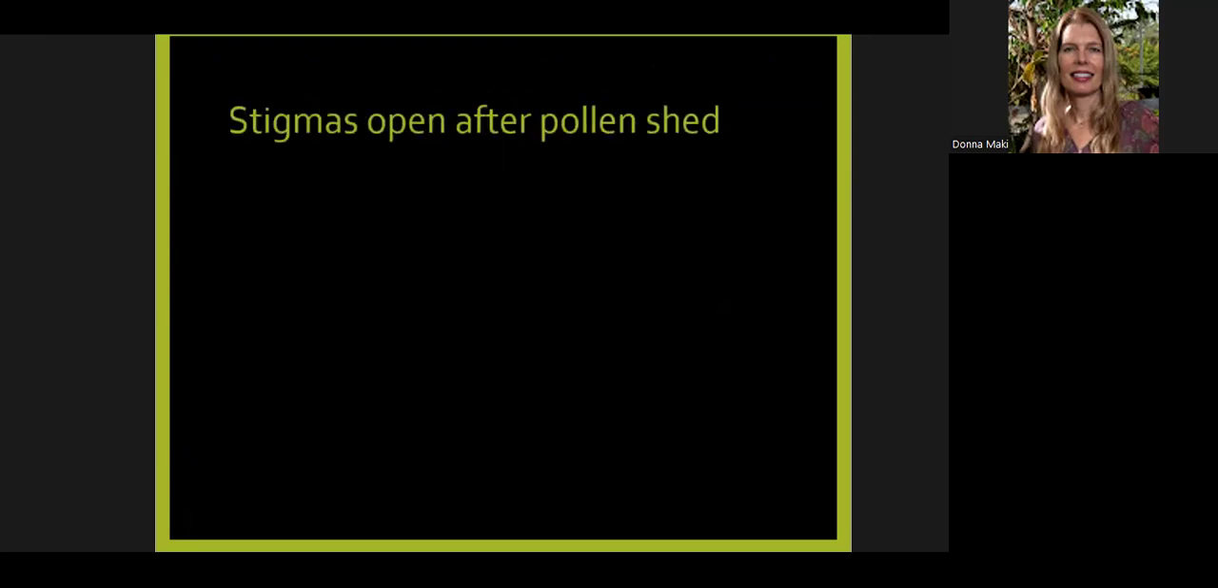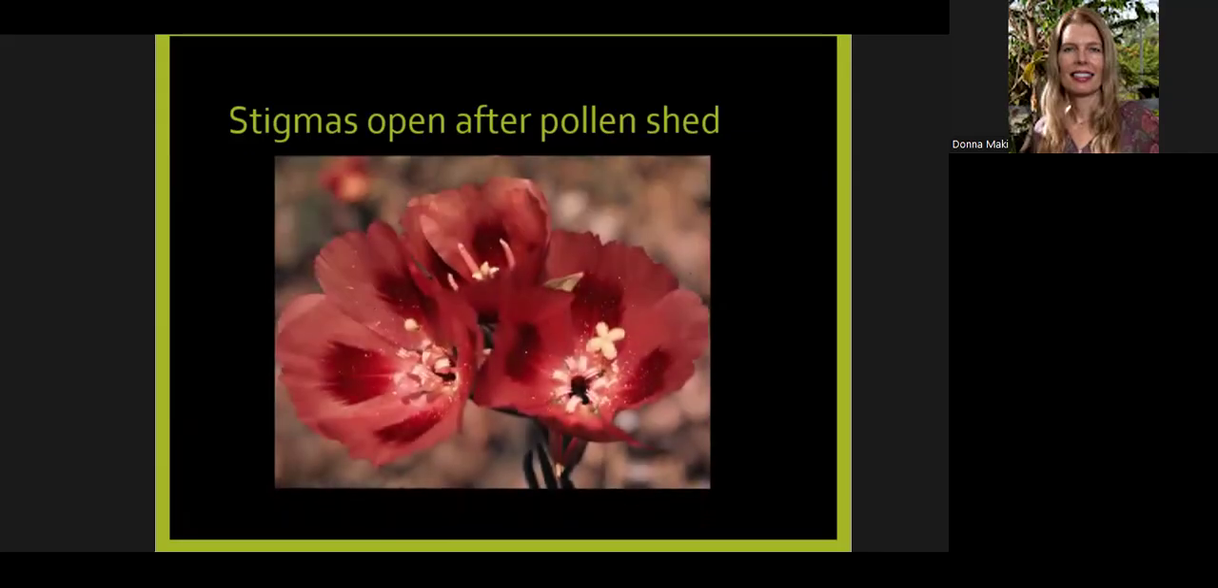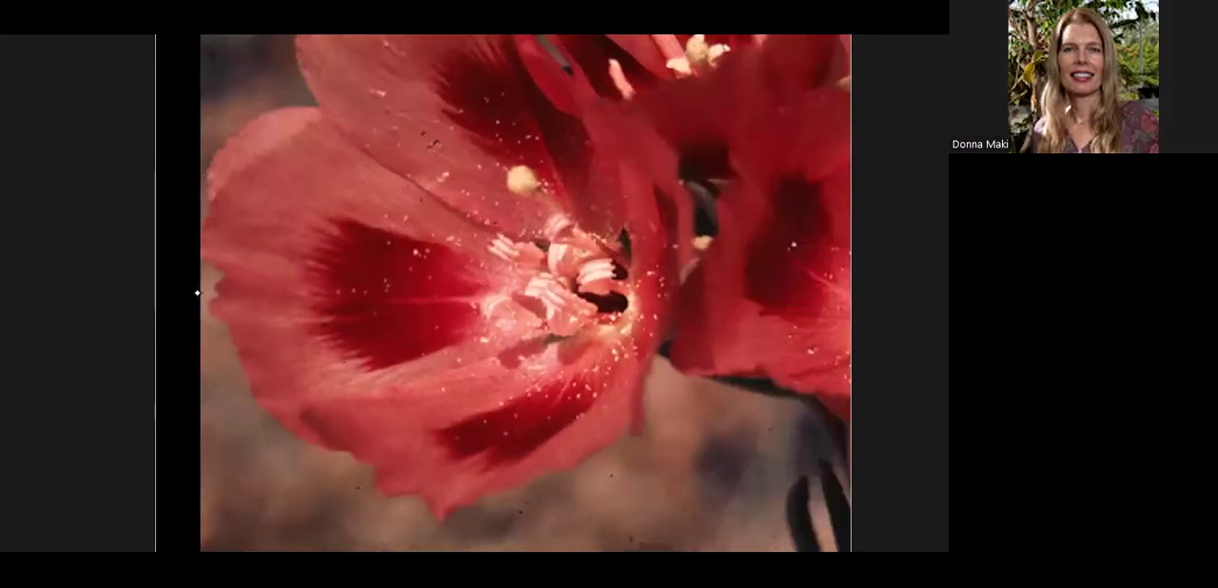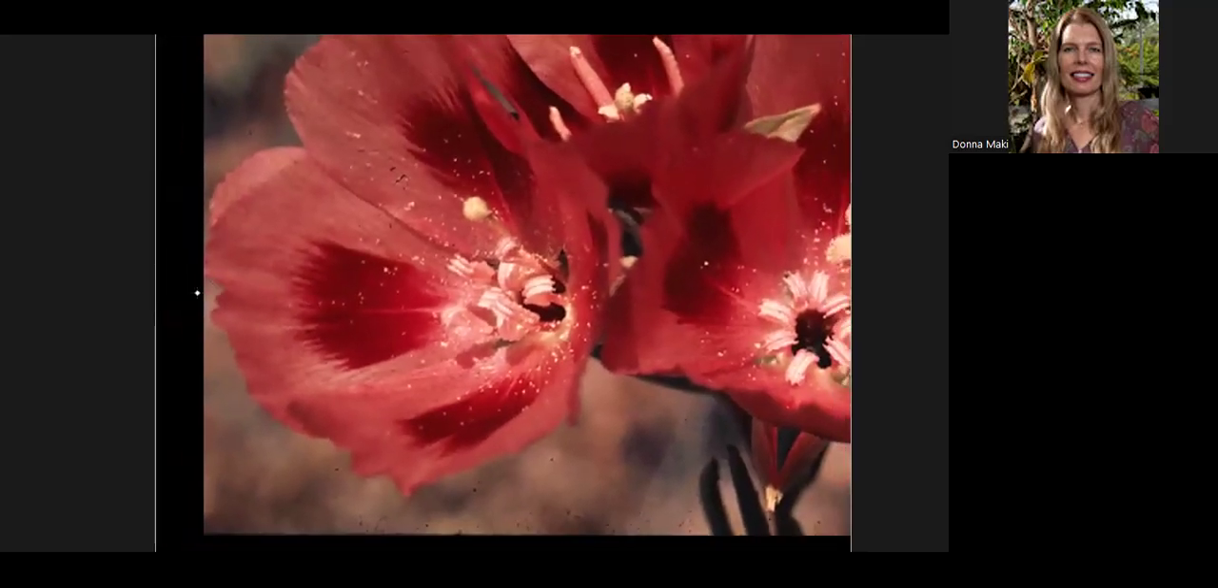So here's an interesting picture. I'm going to zoom in a little. This is the stigma, but it's curled shut, like a fist. That's the stigma and style. And all of these here are the stamens. And you can see the pollen grains are shedding.